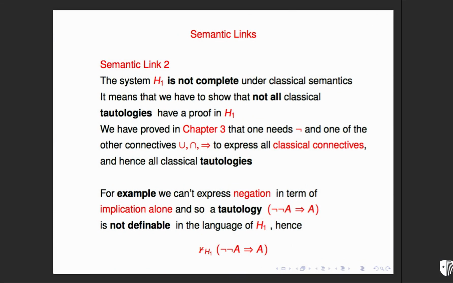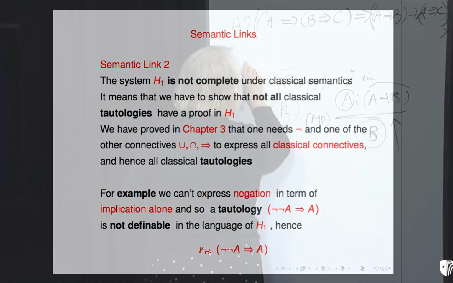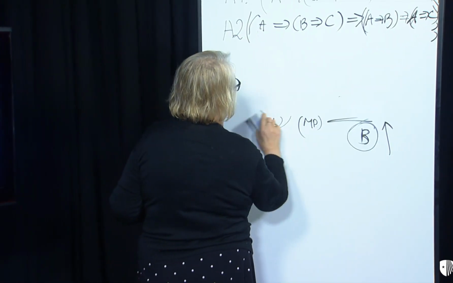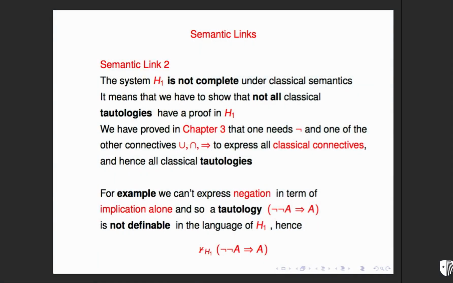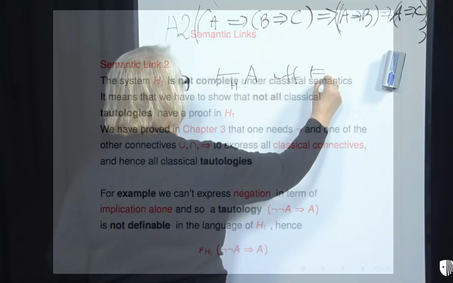And also, it's not complete. Remember, our goal is to prove the completeness theorem. So now, why is it not complete? We have a very, very simple proof system, and we did it on purpose, because it's also nice to see how much we can do. And so completeness is: H1 has a proof of A if and only if A is a tautology.